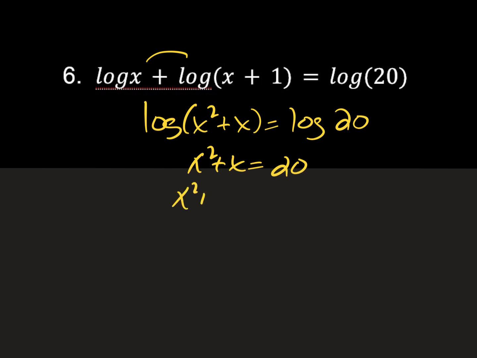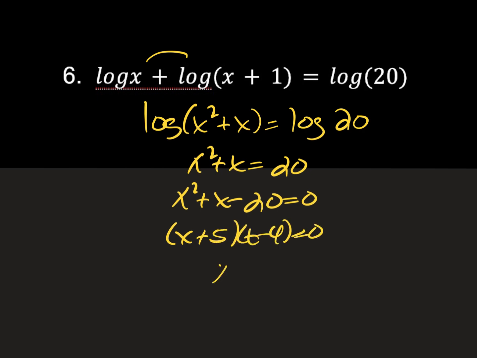Move the 20 over so we can factor that thing. And the factors of 20 are 5 and 4, so I get x plus 5, x minus 4. Just about 2 answers would be negative 5 and 4 maybe, but you need to plug them back in. Negative 5 is not going to work in the first one because that's going to make that log negative, so that's out. 4 is really good, so 4 works perfectly. So there's the answer to number 6.